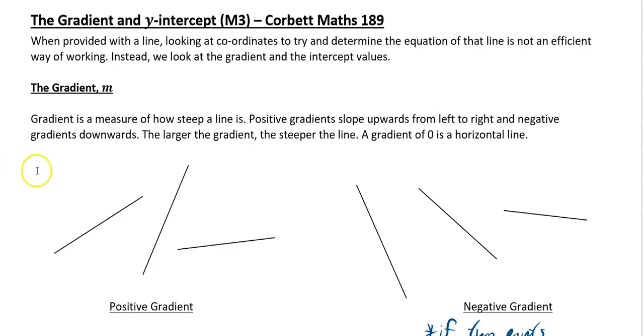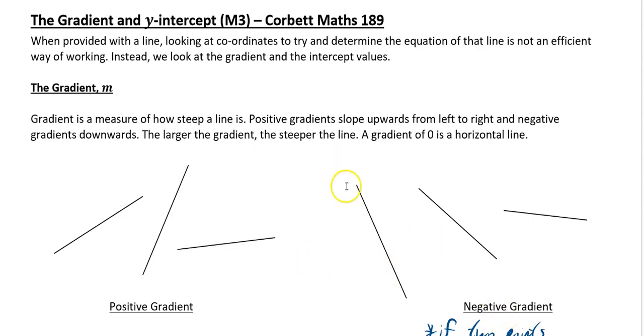In this video we're going to look at the gradient and the y-intercept of lines. So first thing we're going to say is a positive gradient moves up as you move from left to right. You can see here this line moves up as I move from left to right, this one moves up as I move from left to right, and this one moves up very slightly as I move from left to right. The steeper one would have a bigger number representing its gradient, and the smallest one would have the smallest number representing its gradient.